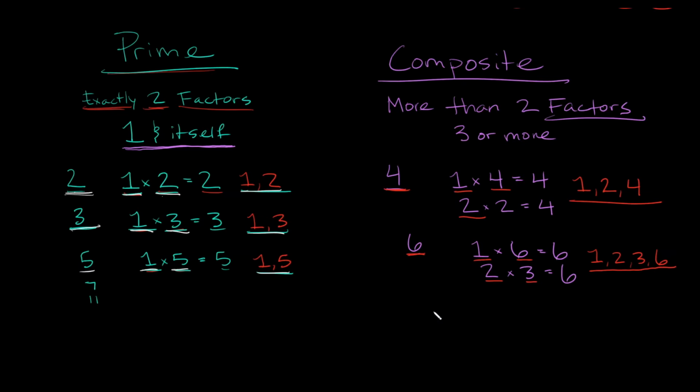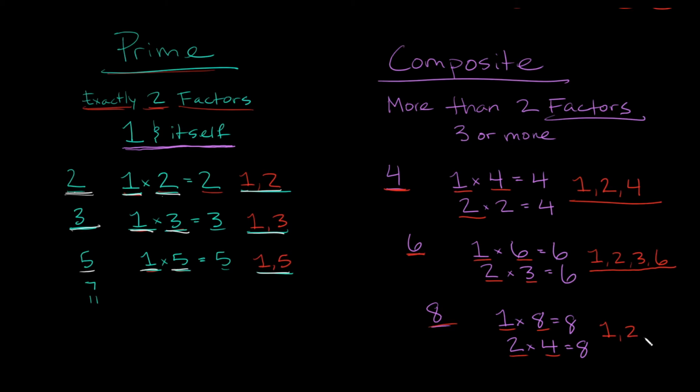And let's do one more. What about the number 8? Why is 8 composite? What numbers can we multiply together to get 8? Again, we can always start with 1 and itself. So 1 times 8 is equal to 8. But what other numbers can we multiply together to get 8? We could also do 2 times 4, that gives us 8. So how many different factors does the number 8 have? It has 1, 2, 4, and 8.